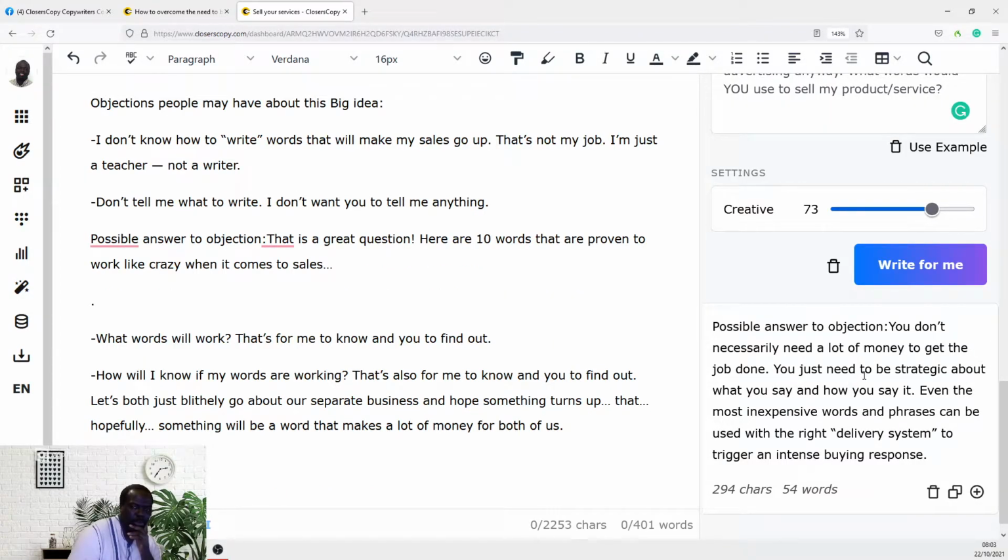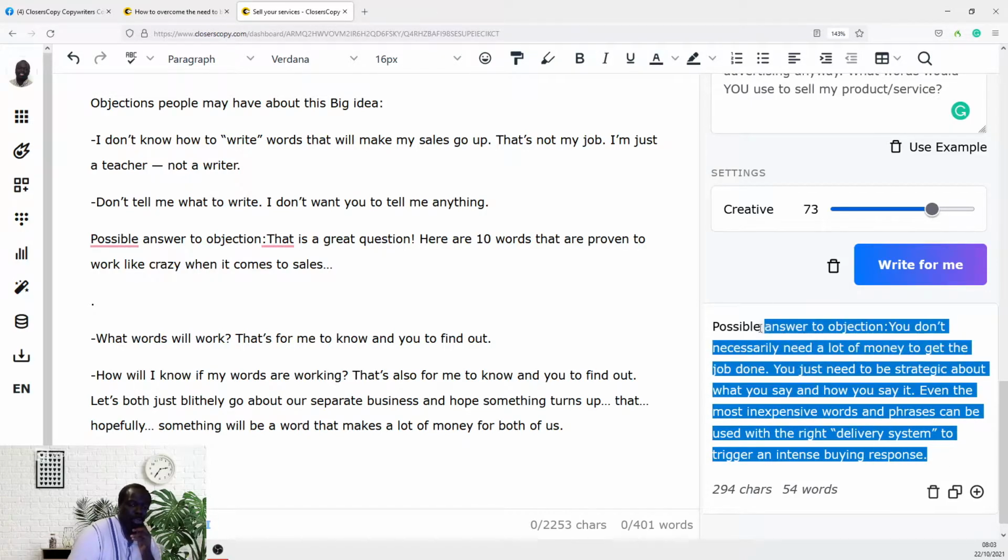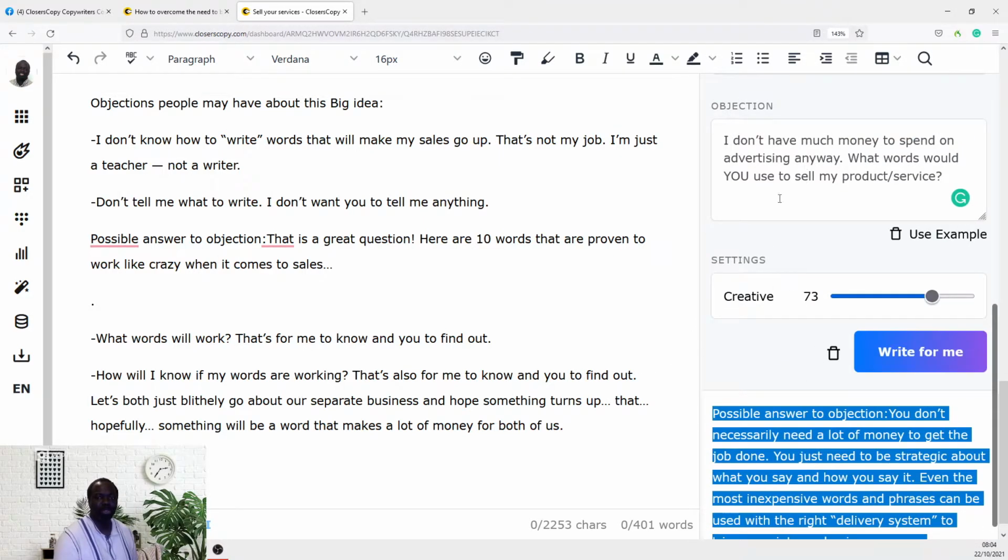You just need to be strategic about what to say about it. Even the most inexpensive words and phrases can be used with the right delivery system to trigger an intense buying response, which is good. So that could be a response to that objection.